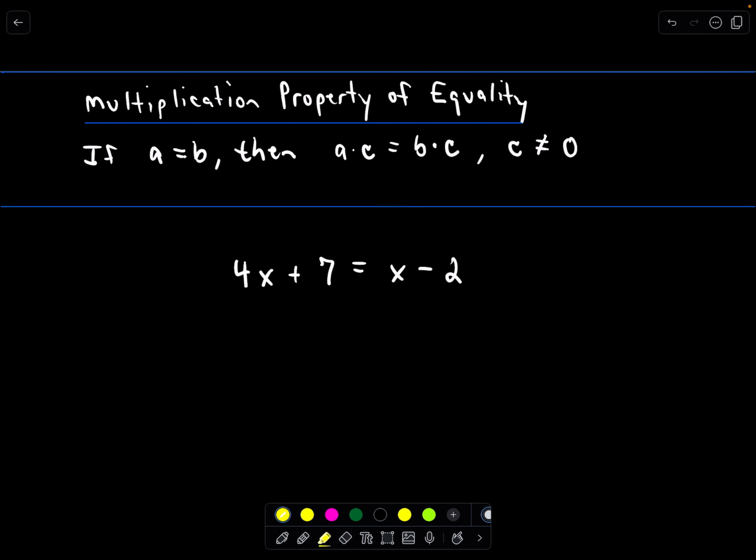Okay, so it's called the multiplication principle, or excuse me, the multiplication property of equality. It says if we have an equation, so if we have two things that are equal, what we can do is multiply both sides of that equation by some non-zero number c. That's what it says.